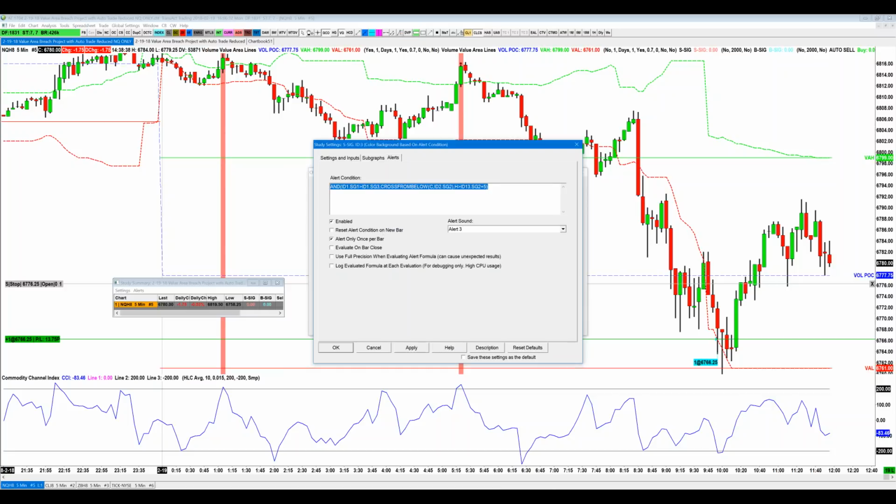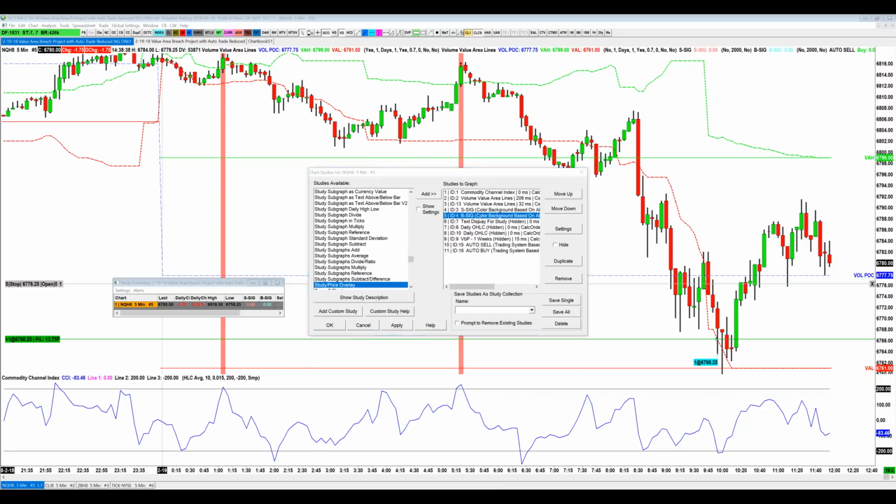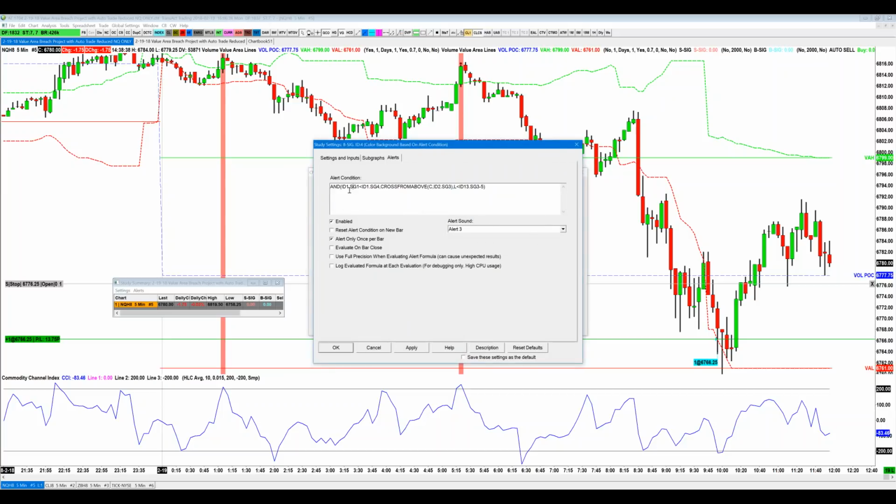So we've got that condition, and then the buy signal is really just the opposite. It's when the CCI, ID1.SG1, is less than ID1.SG4, which is this line down here. So the CCI has got to be below that level. Cross from above as opposed to cross from below. So picture the market ripping down through the value area low. Cross from above.